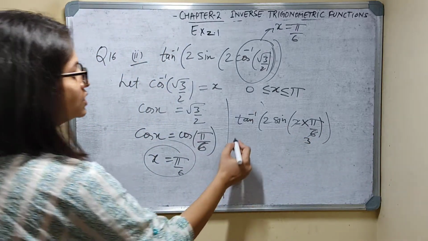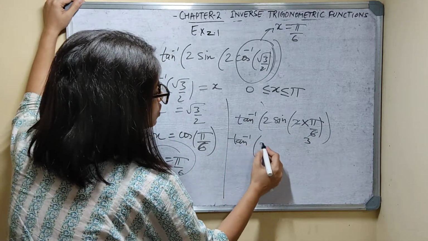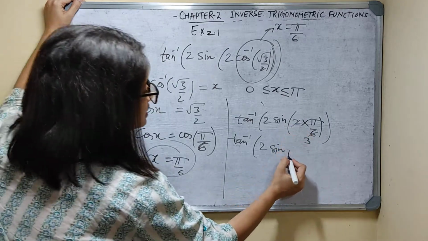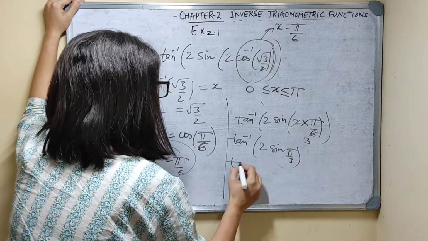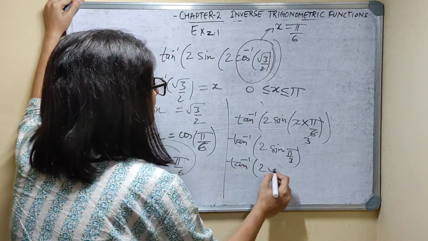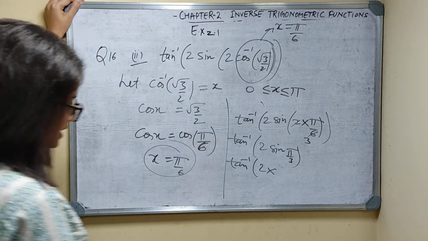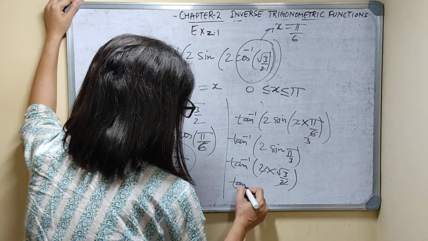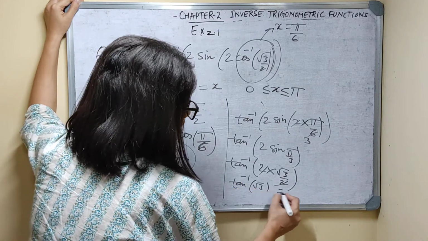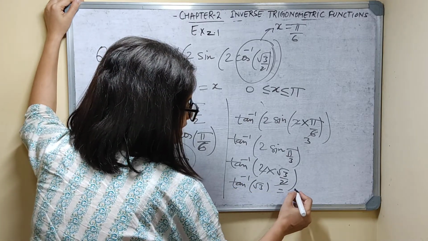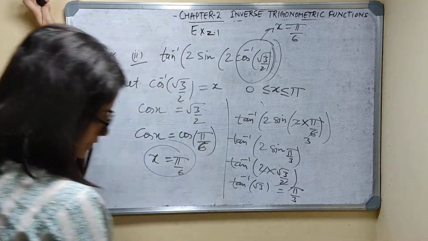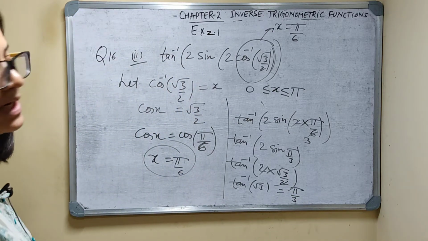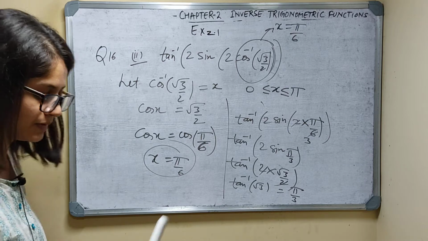It will be sin pi by 3. So tan inverse of 2 sin pi by 3, which means sin 60 degree. Sin 60 degree is root 3 by 2. So the 2s cancel. Tan inverse root 3. Tan inverse root 3 is 60 degree, which means pi by 3. So the answer is pi by 3. Like this you have to solve. Now question number 17.